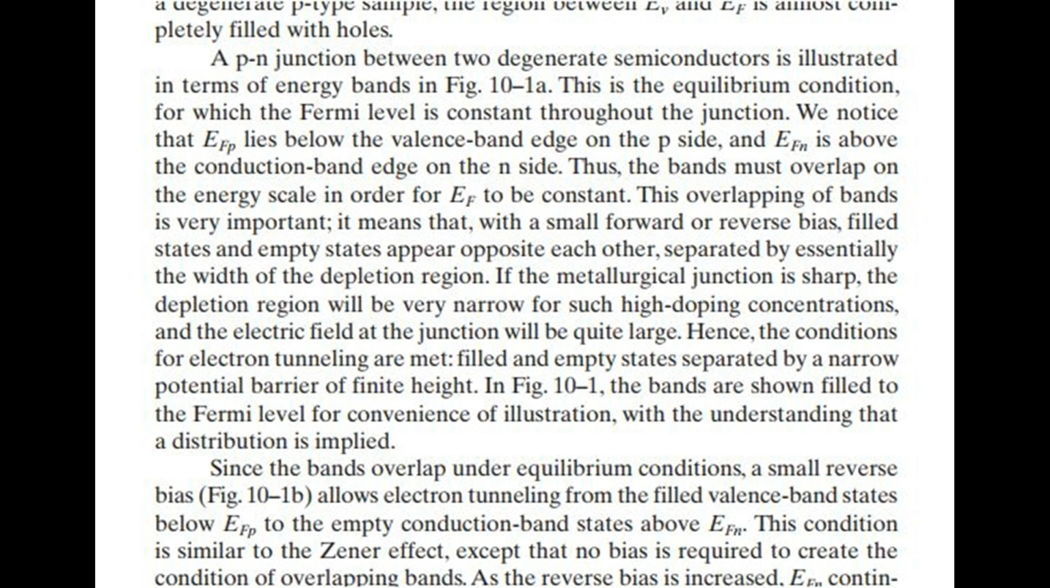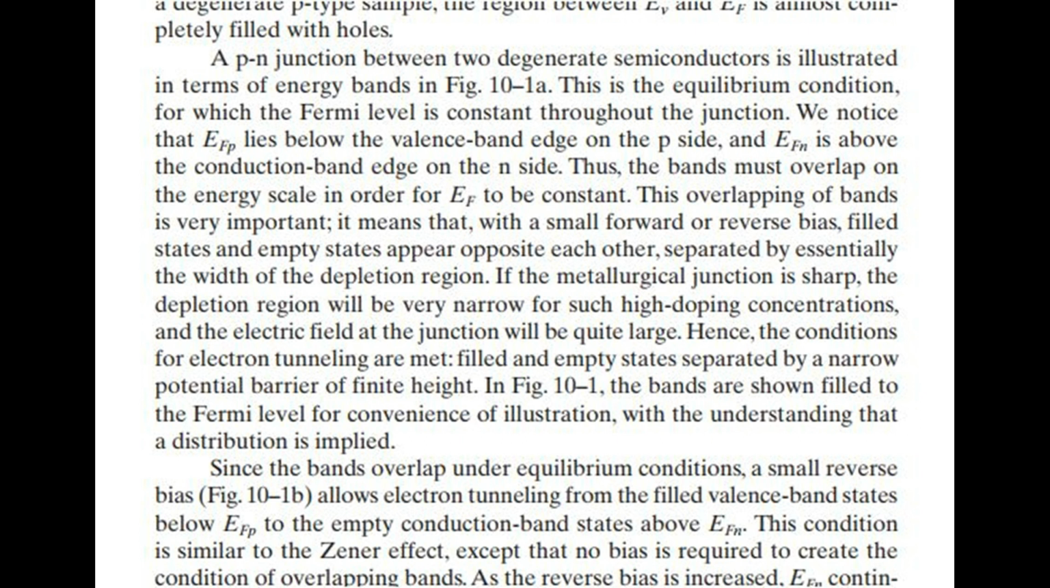Thus, the bands must overlap on the energy scale in order for F to be constant. This overlapping of bands is very important. It means that, with a small forward or reverse bias, filled states and empty states appear opposite each other, separated by essentially the width of the depletion region. If the metallurgical junction is sharp, the depletion region will be very narrow for such high doping concentrations, and the electric field at the junction will be quite large. Hence, the conditions for electron tunneling are met, filled and empty states separated by a narrow potential barrier of finite height. In Fig 10.1, the bands are shown filled to the Fermi level for convenience of illustration, with the understanding that a distribution is implied.